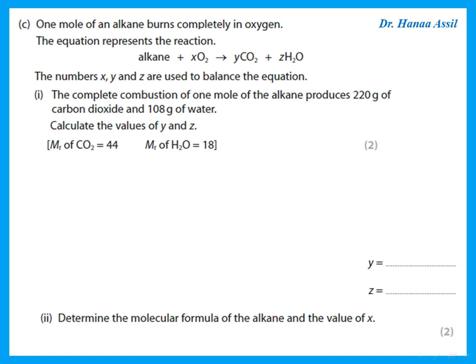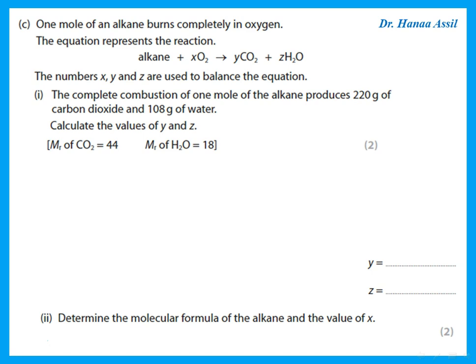And he did an experiment. He said the complete combustion of 1 mole, again, combustion means burning in oxygen. The combustion of alkanes gives carbon dioxide and water. So he says it produced 220 grams of carbon dioxide, 108 grams of water, and he wants me to find out what is Y and what is Z.